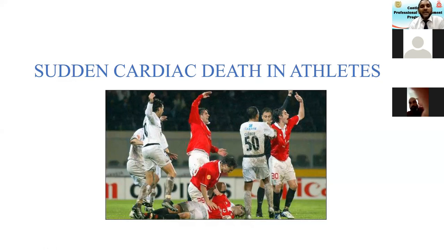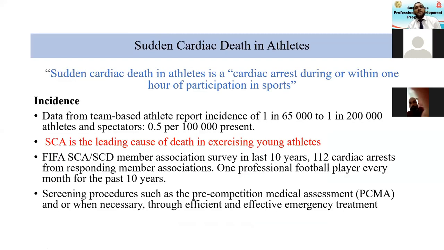Right. Okay. Sudden cardiac death in athletes is one of the topics everybody should have some idea about in their career. Sudden cardiac death, by definition, is cardiac arrest during or within 1 hour of participation in sports.